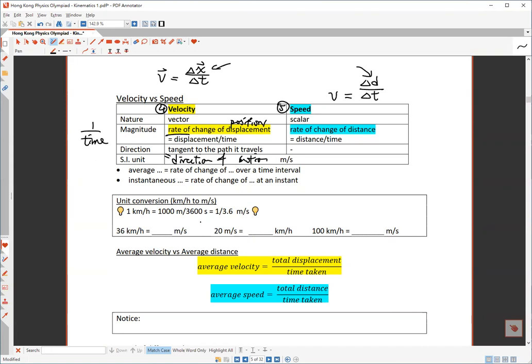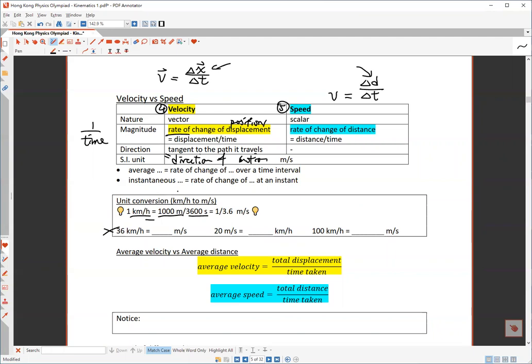And then let's talk about the unit conversion first, okay? To convert 1 kilometer per hour to meter per second, first of all, you need to change kilometer to meter, okay? You know it's a thousand. 1 hour has 3,600 seconds. And then just simplify it, then you can do the conversion, okay? So we skip these questions, okay?